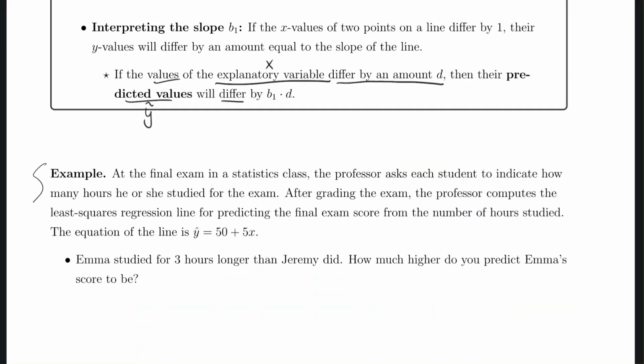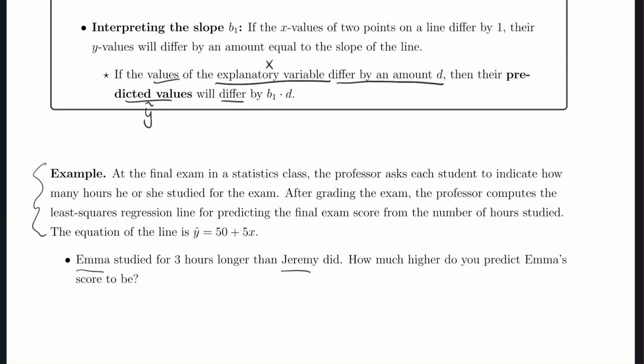So we've got the example that we just saw on our previous page. We've got the same line that estimates a student's predicted exam score based on how long they've been studying. We do not know Emma or Jeremy's study time. We don't know how long Emma studied, we don't know how long Jeremy studied. While we don't know those exact values, it does tell us a relationship between those values. We know Emma studied 3 hours longer than Jeremy.